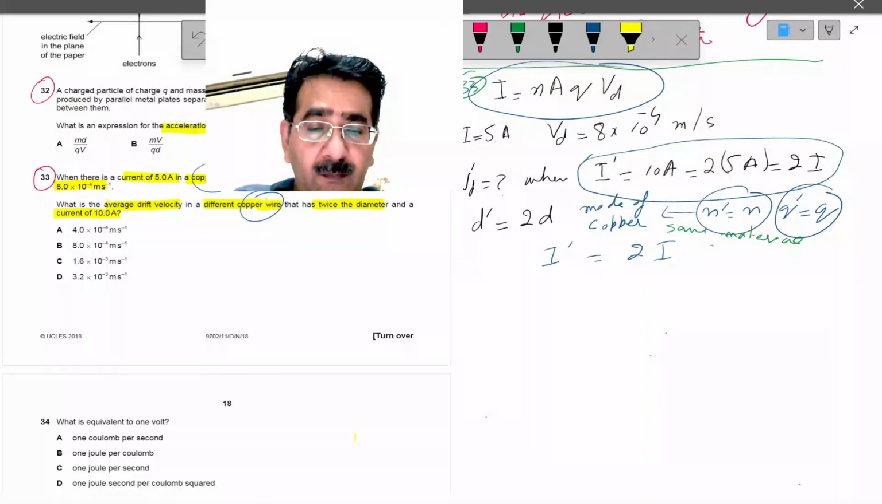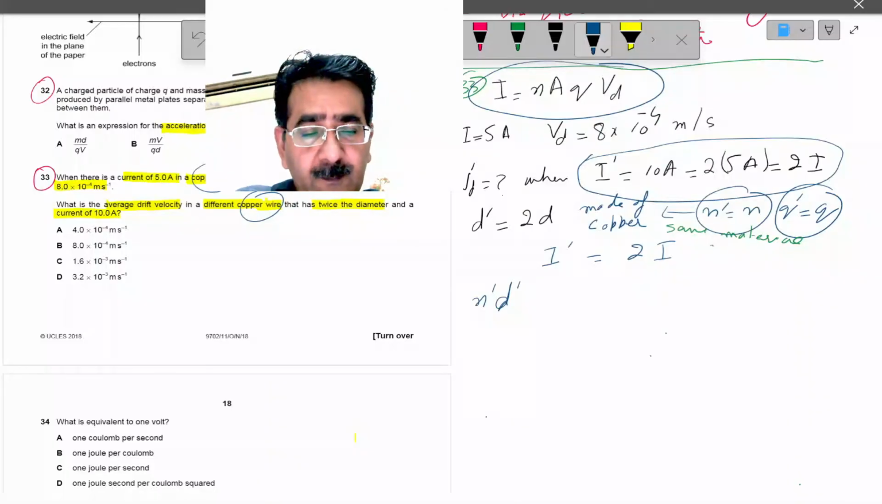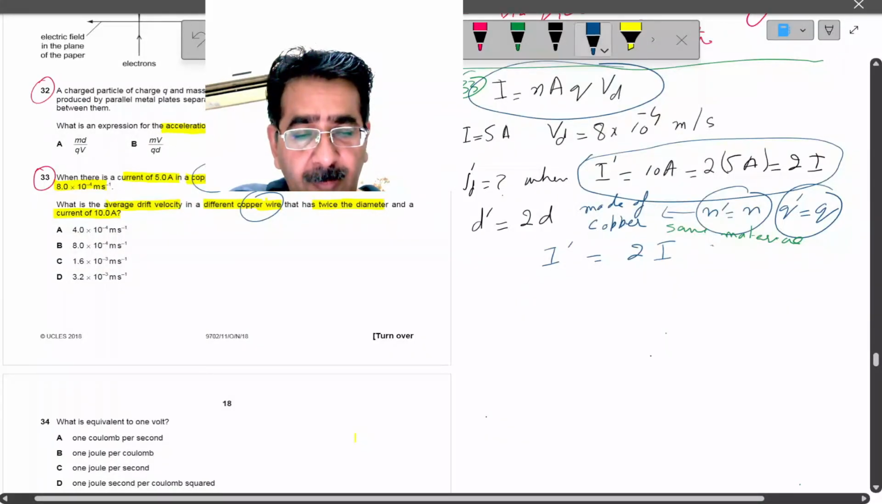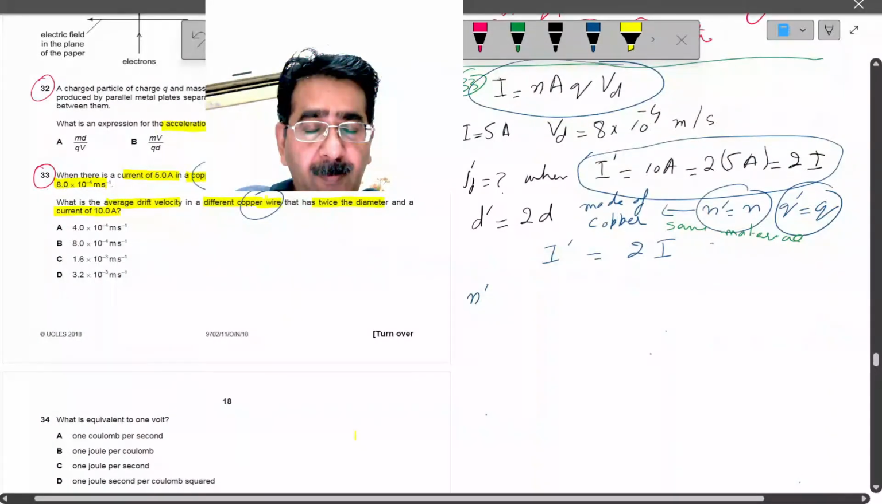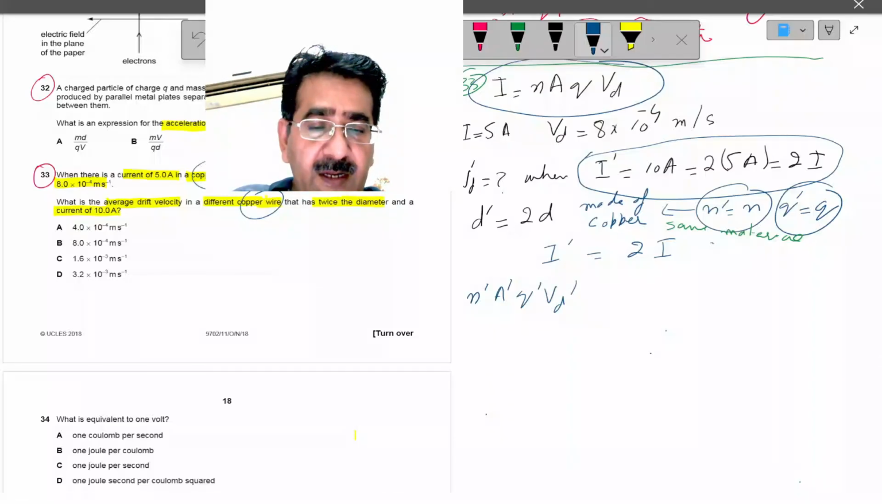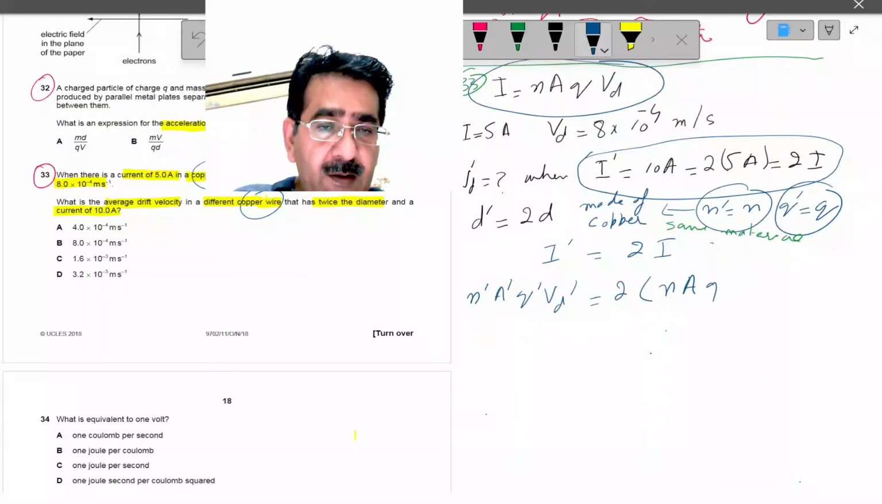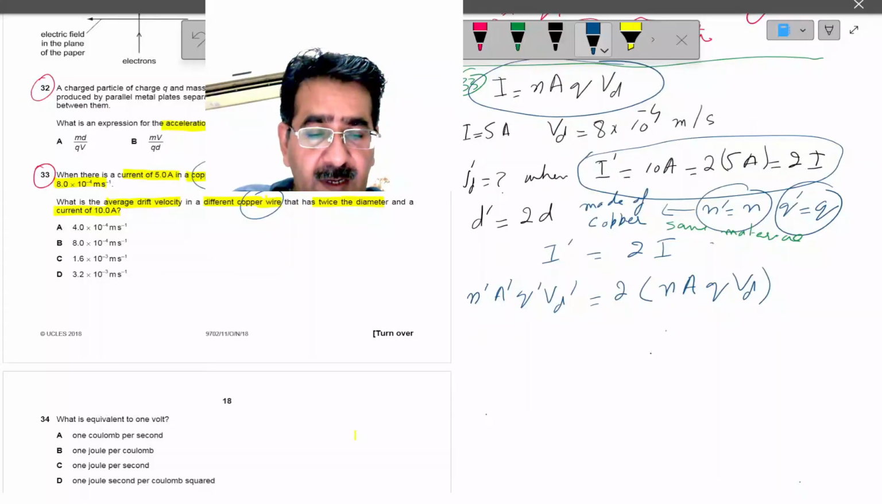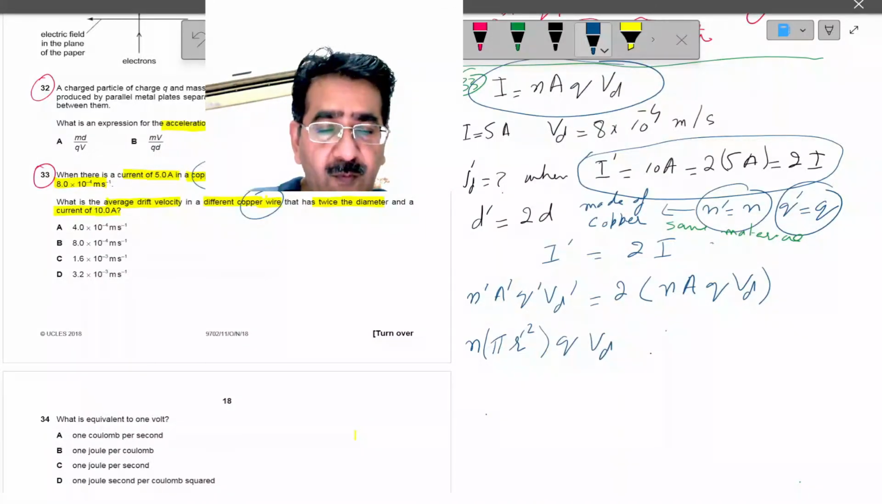by putting the values N dash, A dash, Q dash, VD dash, that will be equal to 2 N A Q V T. N is equal to N dash is equal to N. Area A is pi r square, so pi d dash square. And Q is the same, and VD we have to calculate, that will be different.